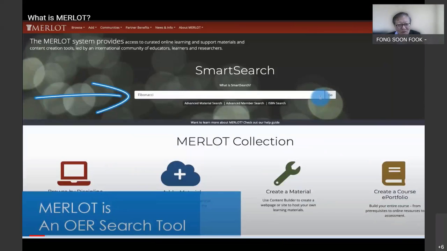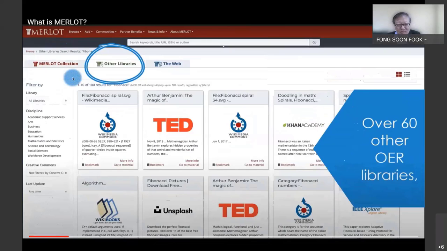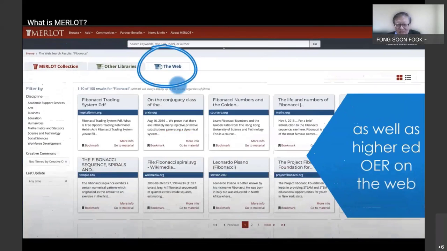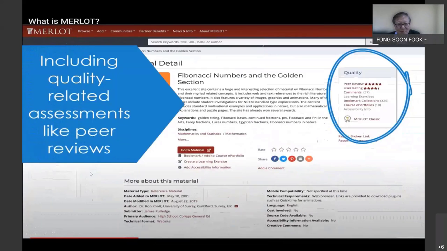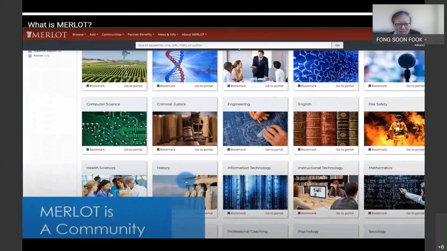So in Merlot, again, as I say, their materials are a collection. They have many, many libraries inside there, and all their libraries cover different levels. They are peer reviewed, and they are very transparent. You can even see the star rating of a peer review. There are communities that you can join.